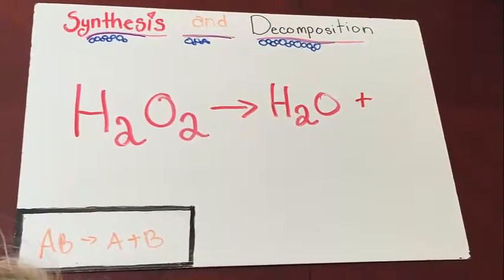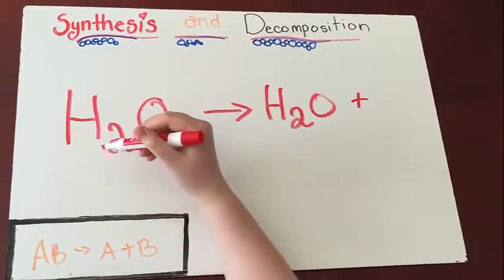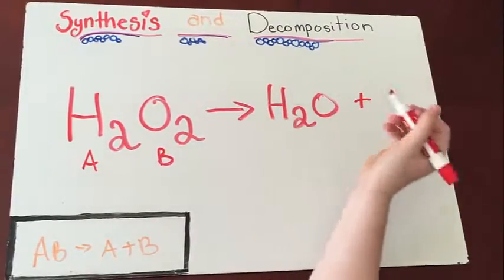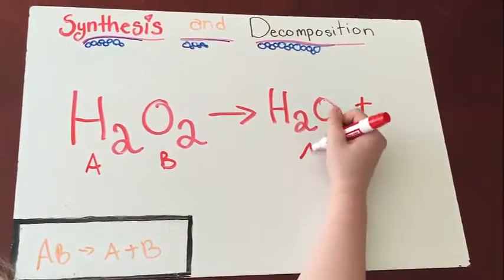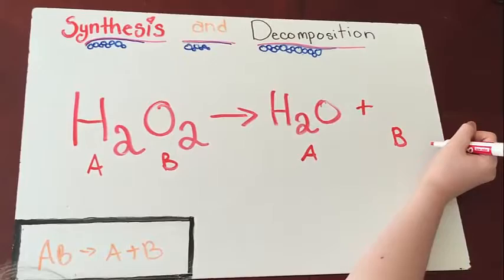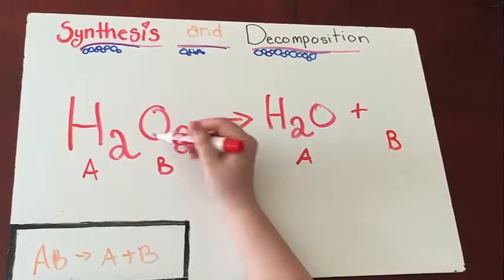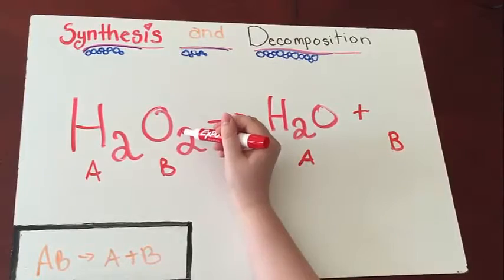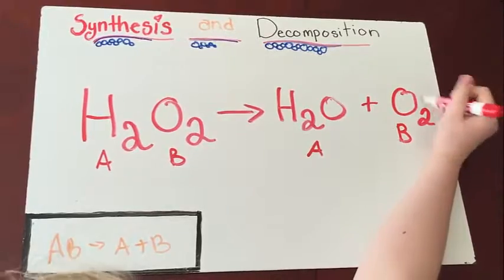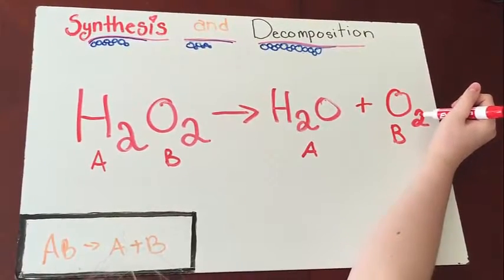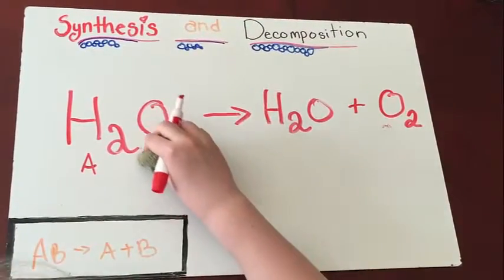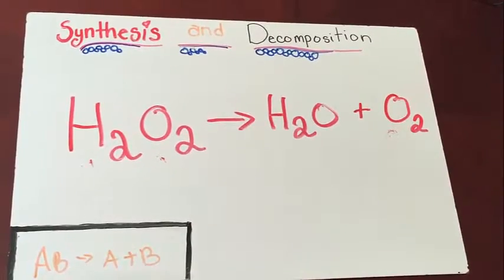Now let's figure out our second product. So we know that hydrogen, H2, is A, and oxygen, O2, is B, and that water, H2O, is A on this side of the arrow. So now we just need to know what B is on this side of the arrow. If we go back to the original compound, we see that B is oxygen. So we know that oxygen is B over here. And we know that there's going to be 2 oxygen atoms because oxygen is a diatomic gas and always comes in 2s. So now that we have this equation, all we need to do is balance it.